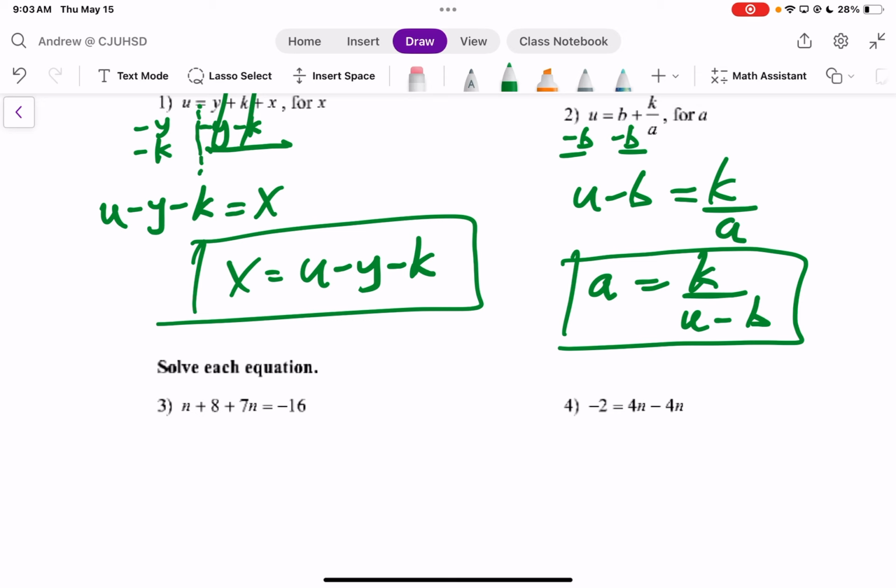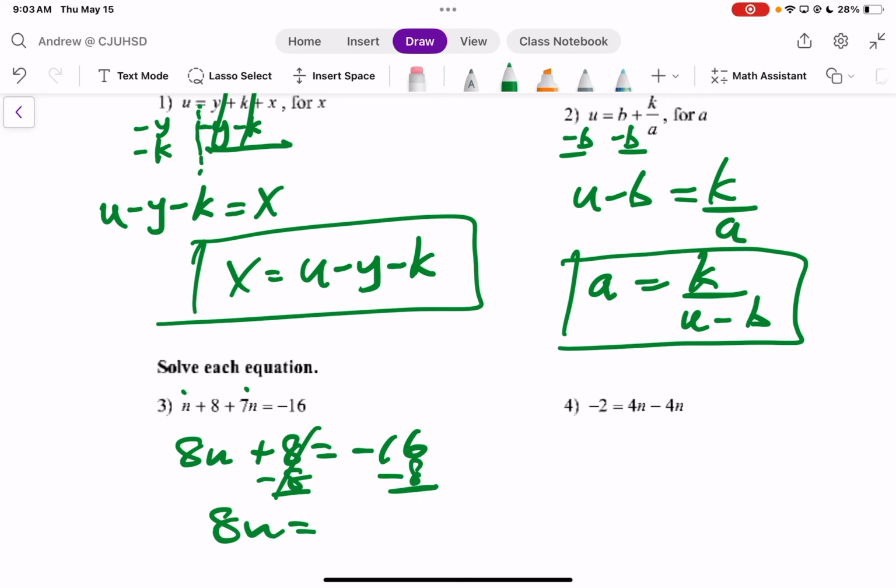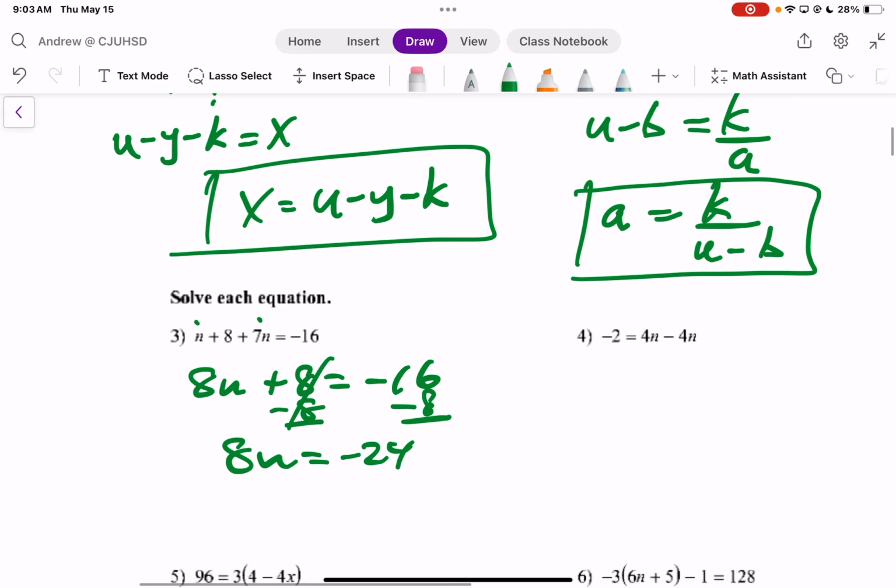Okay, so for the rest of the equations, remember our tools are combine like terms and the distributive property. Try to get it down to a two-step equation. So on number 3, I'm going to add together the n and the 7n to give me 8n. And there, look, I'm already at a two-step equation. So take away 8, and you've got 8n equals negative 24, and finally divide by 8.